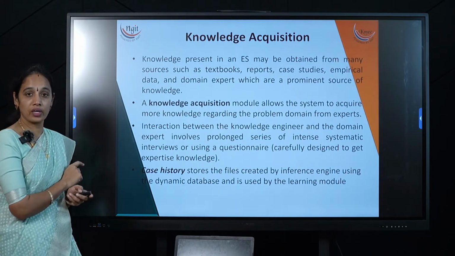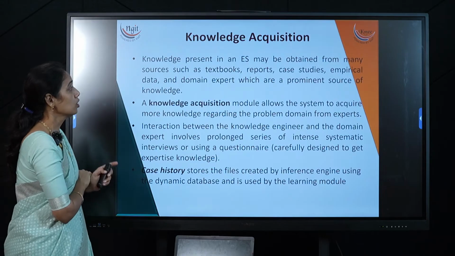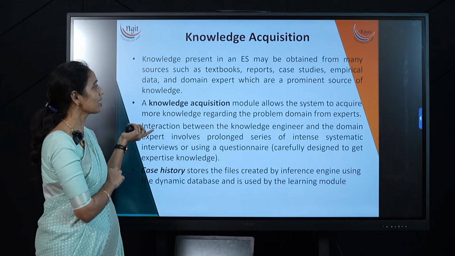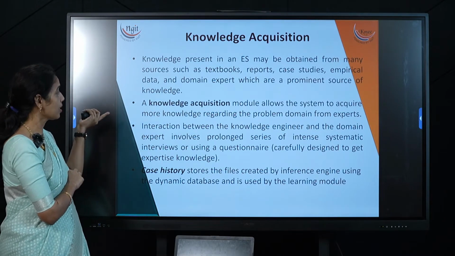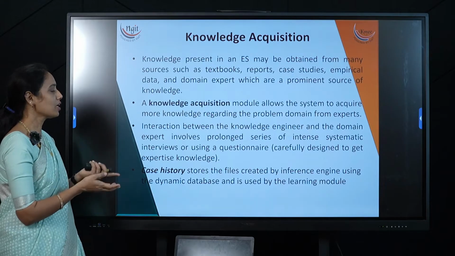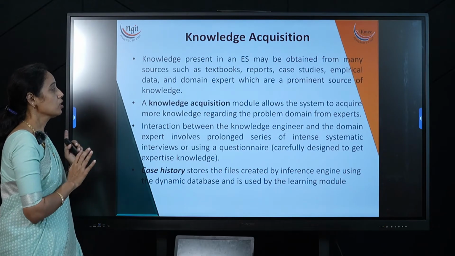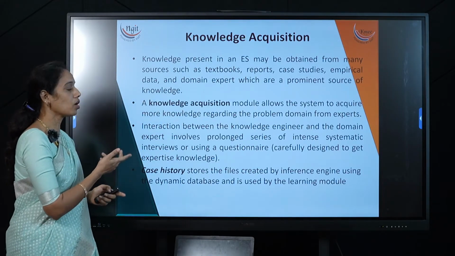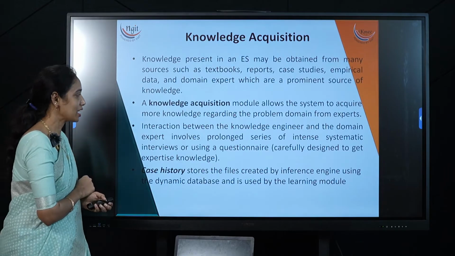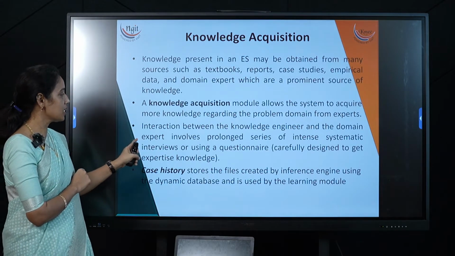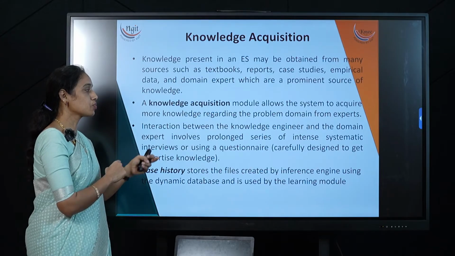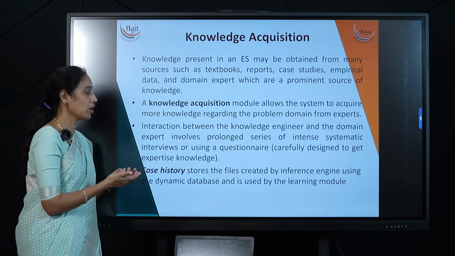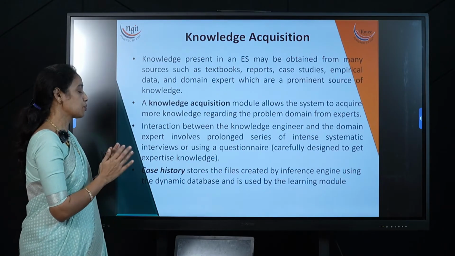Then one more component of this expert system is knowledge acquisition. So here, knowledge present in an expert system may be obtained from many sources like textbooks, reports, case studies or empirical data, and domain experts, which are the prominent sources of this knowledge. So this knowledge acquisition module allows the system to acquire more knowledge regarding the problem domain from the experts. The interaction between the knowledge engineer and the domain expert involves a prolonged series of intense systematic interviews or using a questionnaire to get expertise knowledge.